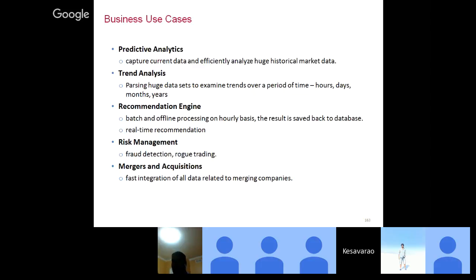And risk management, this is another very important use case for most of the financial sector companies. Not only financial, actually, this is everywhere. Risk management is the most important piece.